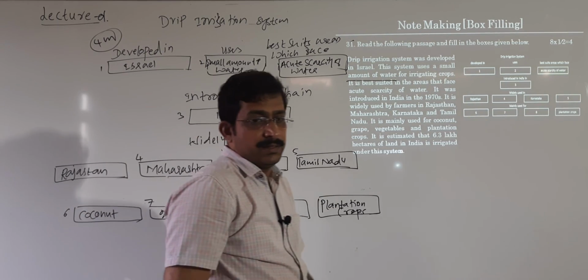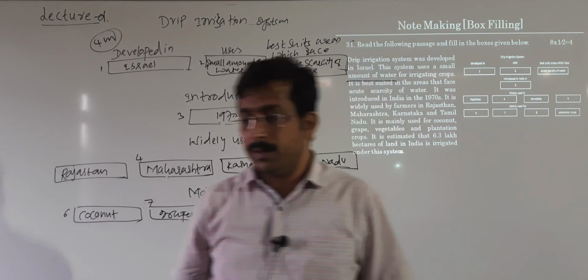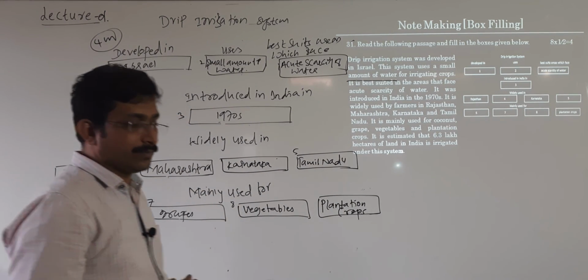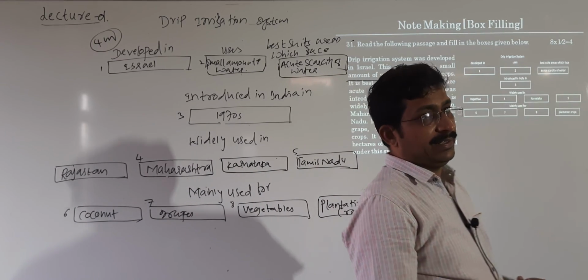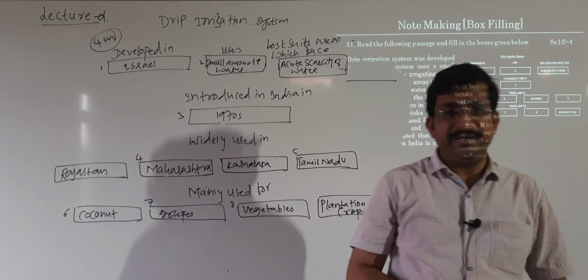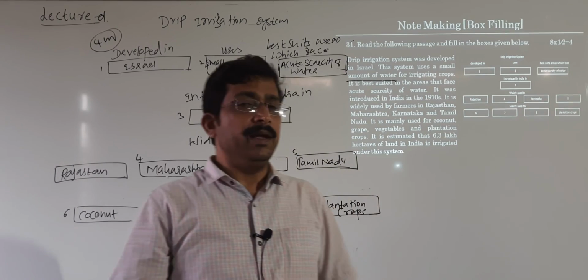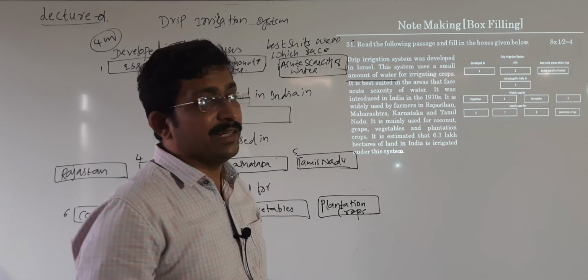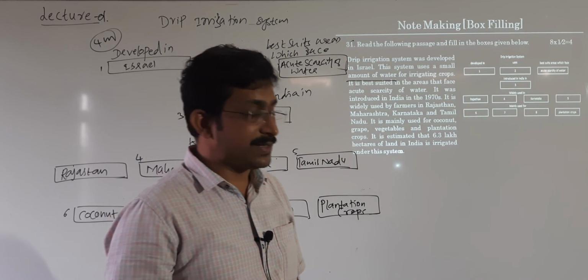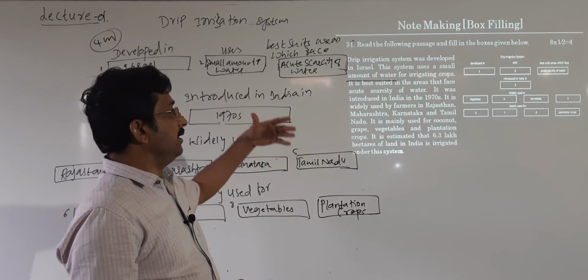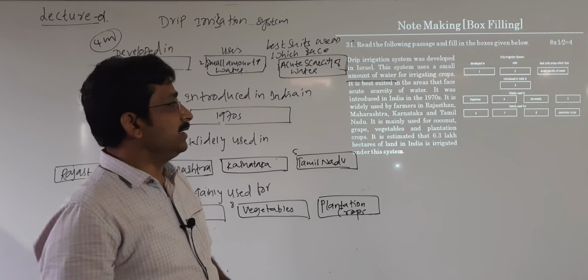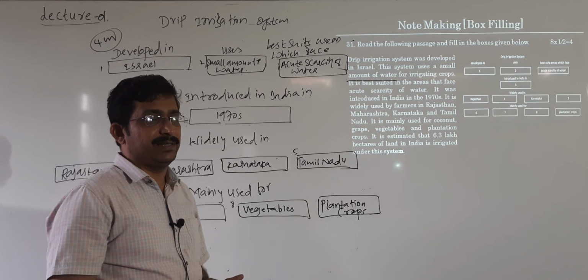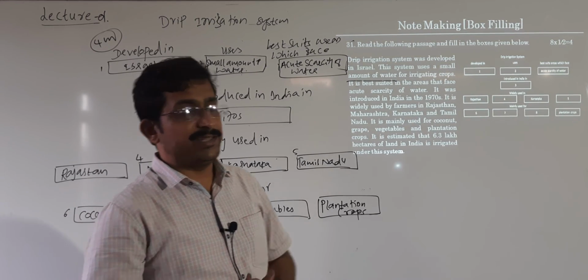Okay, here in this class I have explained regarding the marks distribution, 50 in text and 50 in grammar. And then, I explained what are the different topics in grammar for your syllabus, and next one topic that I have selected today, that is note making or box filling. It is for 4 marks in your annual examination.